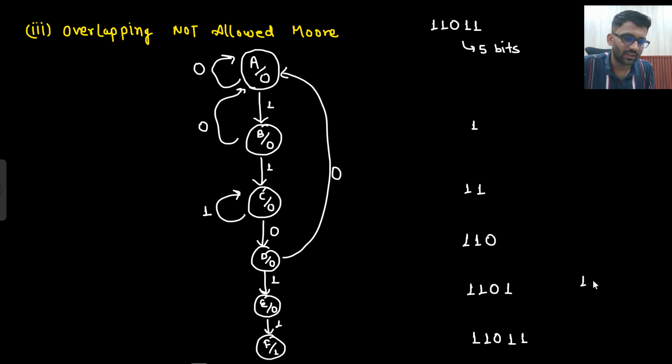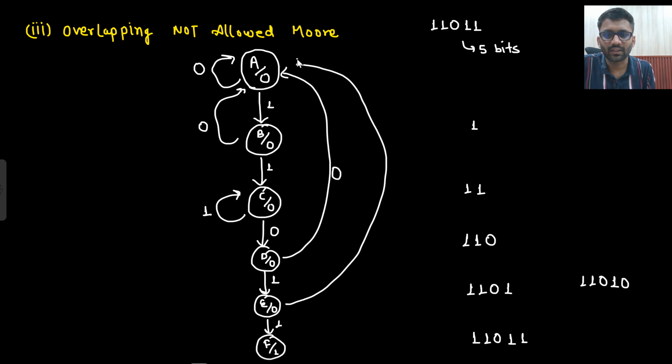What about this one, 1 1 0 1? If the applied input is 1, I am going to the next state. But if the applied input is 0, I will look for the best case. 1 0 1 0, see anywhere? No. 0 1 0, see anywhere? No. 1 0, see anywhere? No. Single 0, see anywhere? No. So if the applied input is 0, you will have to again start from A only.